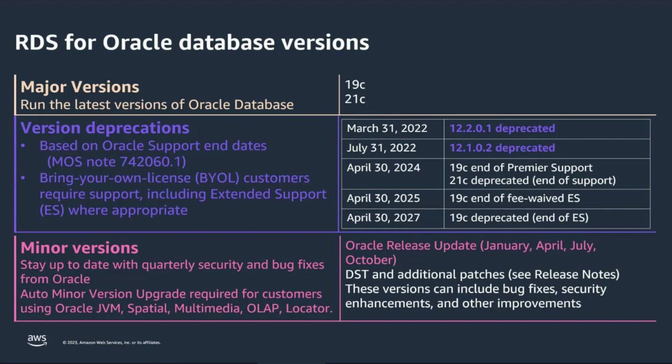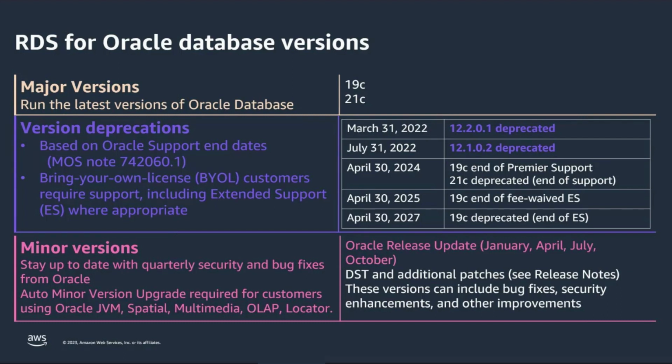19C here is a current long-term support release, and support is available through April 30th, 2024 without extended support or an unlimited license agreement. And support is available through April 30th, 2027 with extended support or an unlimited license agreement. 21C is an innovation release and it does have a much shorter support timeline. 21C only supports multi-tenant architecture. Oracle has announced support for 21C until April 30th, 2024.